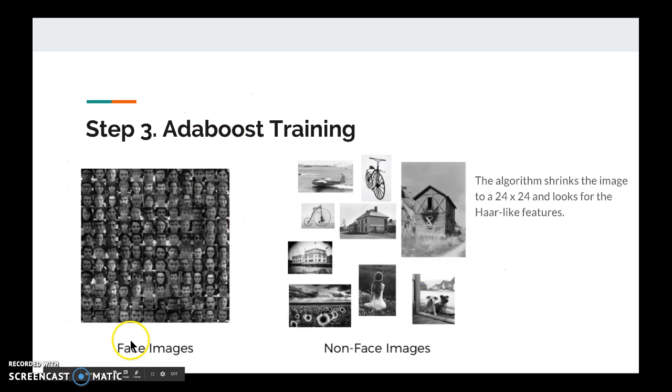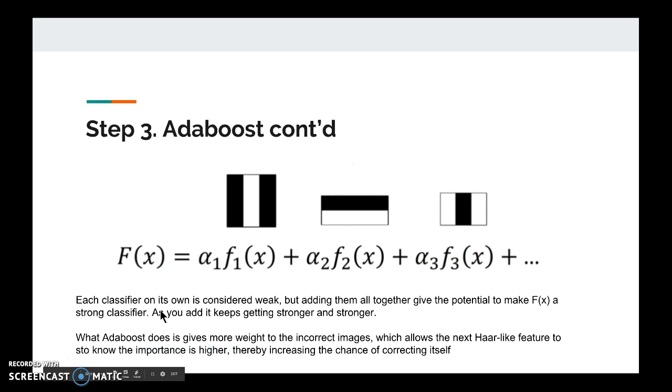From there, the next step is you train the algorithm with a bunch of faces, a bunch of non-faces. And essentially what's happening here is it's a sum of its parts. Each classifier or feature of its own is weak, but together they're strong. And then what the AdaBoost training does is it gives more weight to the incorrect images. So what that does is it allows the next Haar-like feature to know the importance is higher, which increases the chance of it correcting itself.